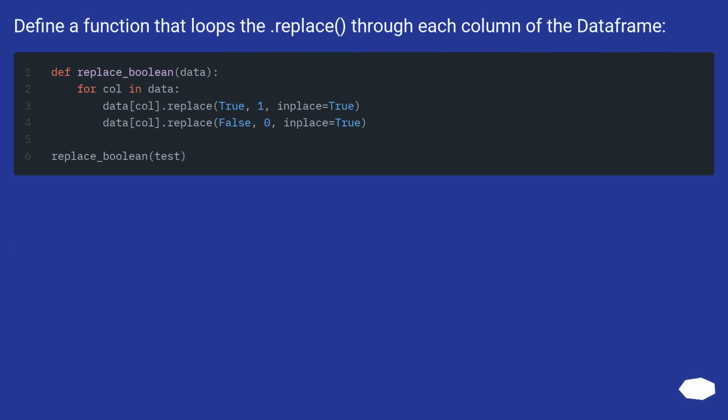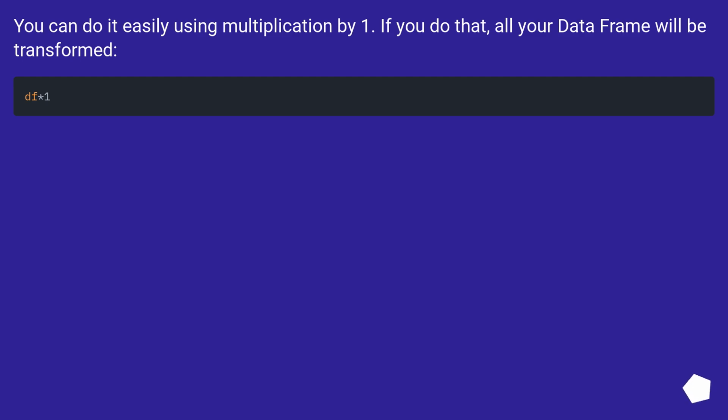Define a function that loops the replace through each column of the data frame. You can do it easily using multiplication by 1. If you do that, all your data frame will be transformed.